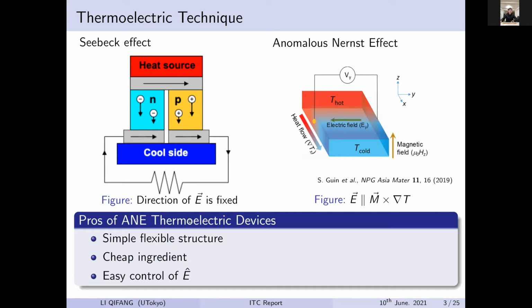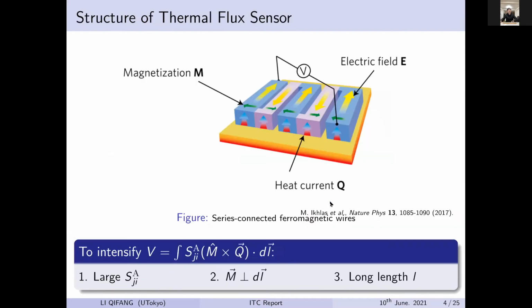If we make thermoelectric devices based on anomalous Nernst effect, we can make use of a simple and flexible structure, and we can control the direction of electric field easily. This is the structure of a thermal flux sensor. If we connect ferromagnetic wires with large anomalous Nernst effect in series and put them into an environment with heat current, and the material is itself magnetized in a proper direction, the electric field E will accumulate along the path. Thus, we are able to observe large anomalous Nernst voltage between the two ends of the device.